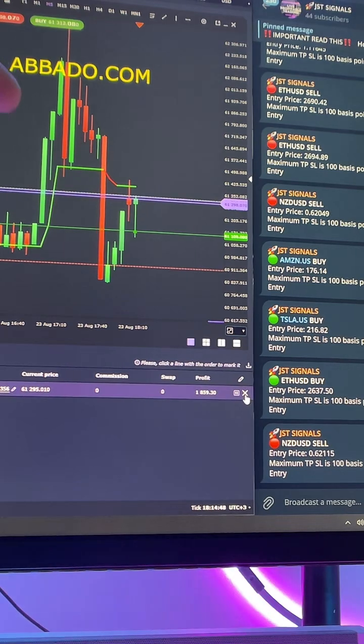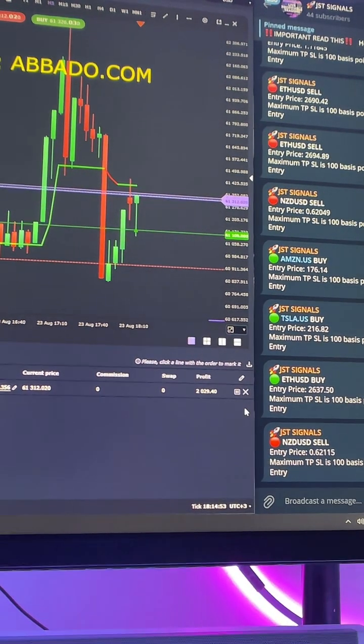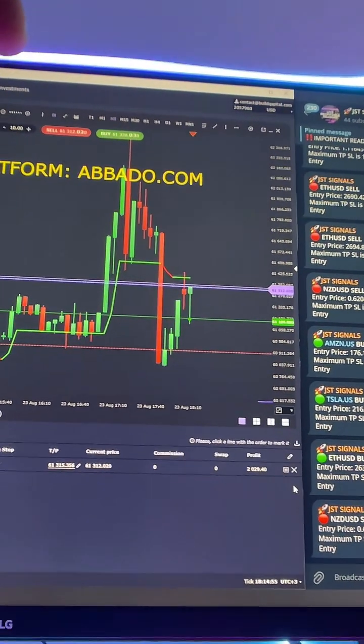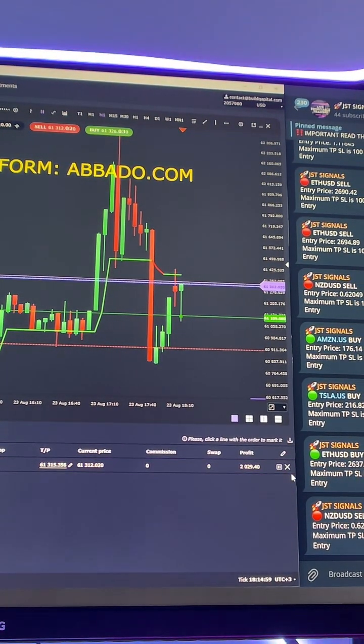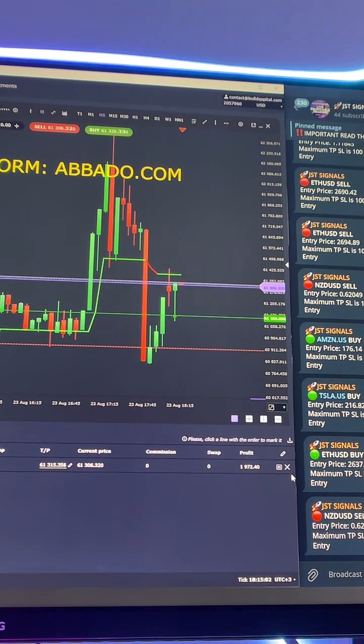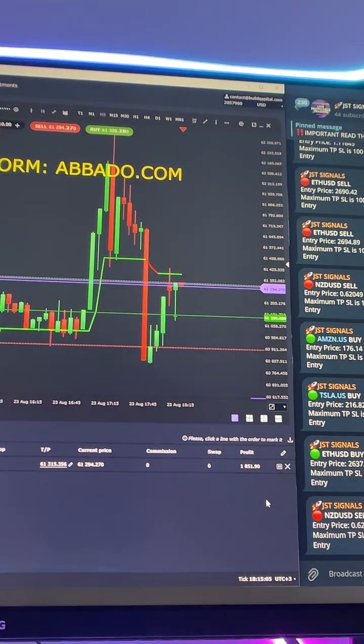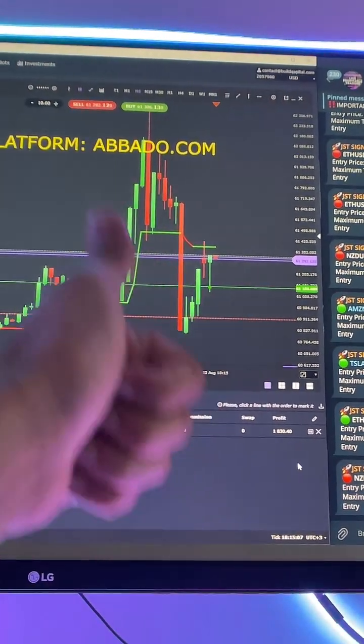And guys, there we go. We're at $2,000 in profit. I think we should be hitting our take profit in about a second. There we go. We're at $2,029. Oh my God, so close. We're so close to hitting our take profit. That's insane. What's up, Bryson? How's it going? Thanks for the follow.